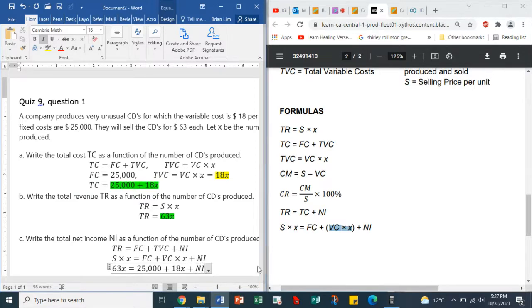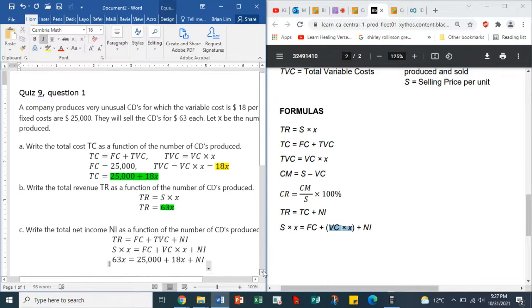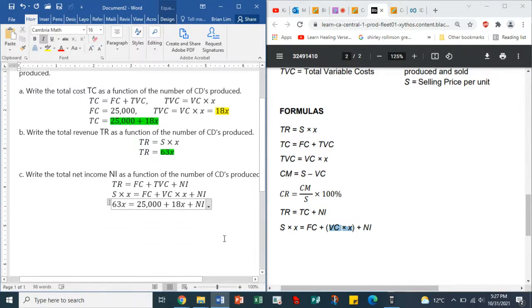All right, so how do we get the net income? Well, we have to rearrange and isolate the net income. So how do we do that? Well, we take it slowly. We go 63X, and let's use the lowercase x. We'll be moving these two terms over to this side, the left side. They change sign, so minus 18x and minus 25,000. That would be equal to the net income.